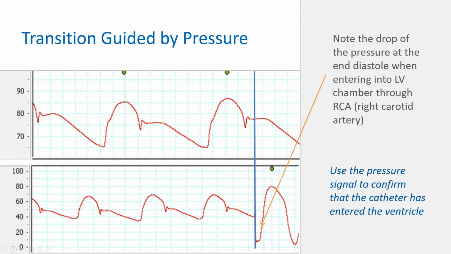So moving towards the transition. In this slide, I would briefly touch upon the transition guidance, which is enabled by your catheter when catheterized through the RCA. Please note the drop of the pressure at the end diastole when entering the LV chamber through the RCA, right carotid artery. You see the orange arrow pointing where that drop happens. So that's the possibility of guidance by pressure.